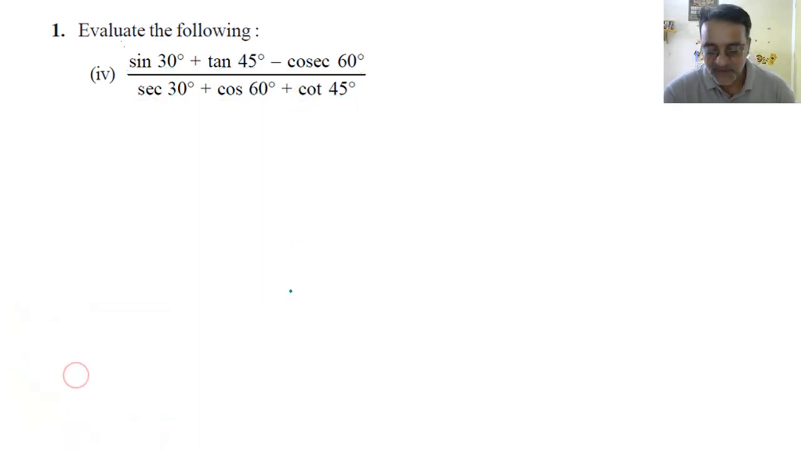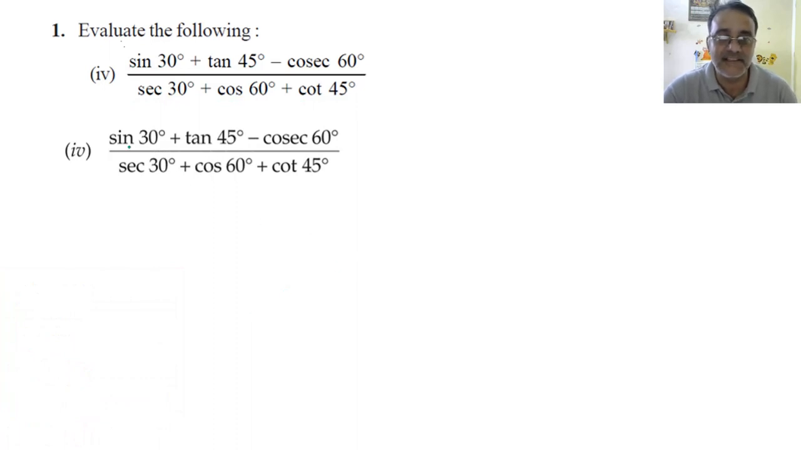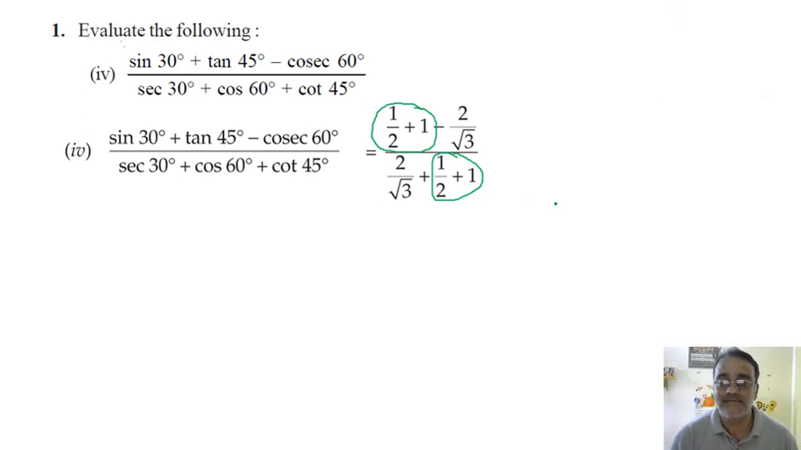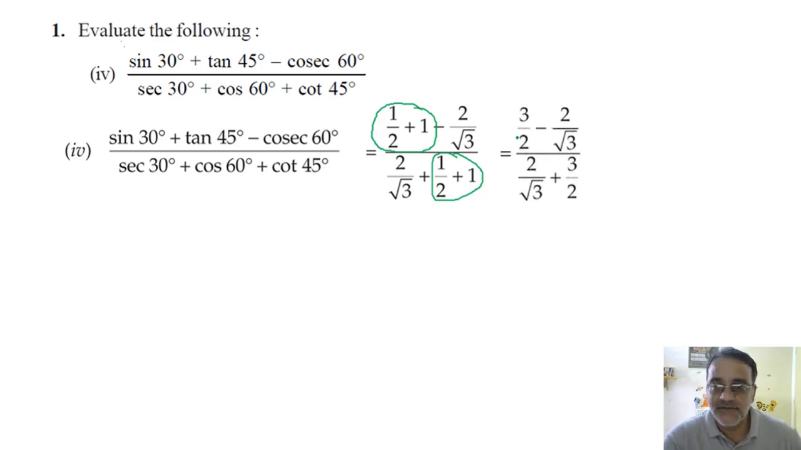Cot 45? 1. Right. So now we are going to substitute: sine 30 is 1 by 2, tan 45 is 1, cosec 60 degree is 2 by root 3, and sec 30 degree is also 2 by root 3, plus 1 by 2 plus 1. Now see what you will get if you add these two: half plus 1. 3 by 2. Right. So we replaced these two by 3 by 2.